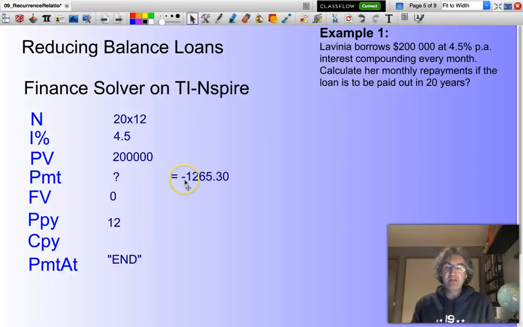Notice here a negative sign. The negative sign indicates that the money is going from Lavinia to the financial institution. Just moving on.